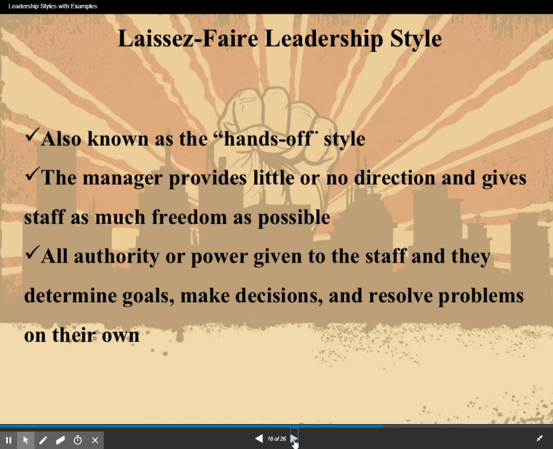Laissez-faire. This is kind of a leader that says, okay, you have this due by this day. Now figure out how to do it. They're not helpful to you. They are basically hands off. They don't give direction. They're not authoritative at all. They basically just say, here you go. They don't determine your goals. They don't determine how decisions are made, and they will not help with problem solving. You have to do it on your own.